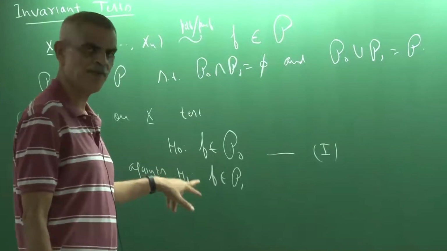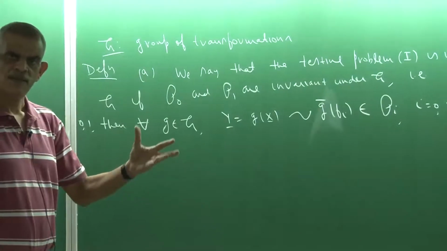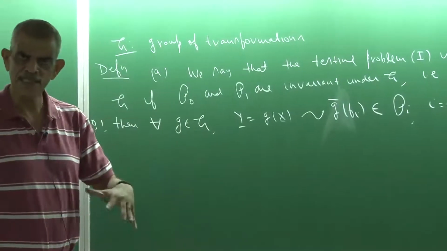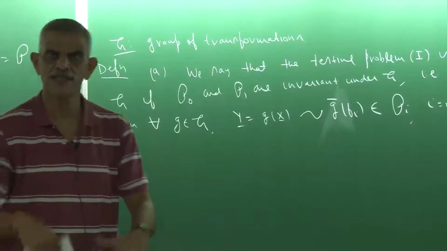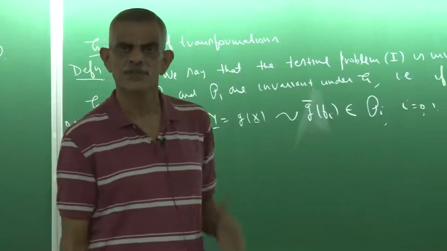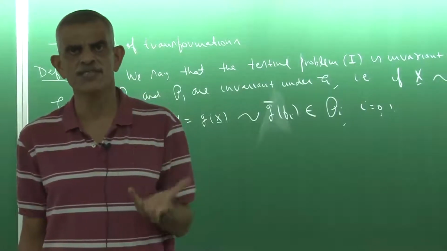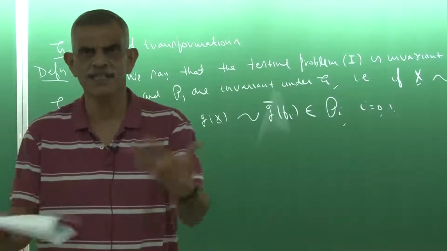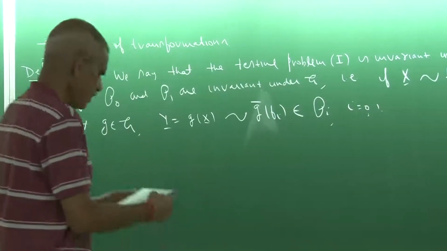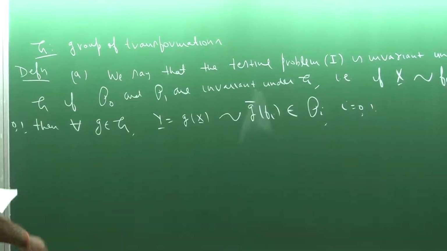Now note that if my testing problem is invariant, my null hypothesis and alternate hypothesis remain the same, because whether it is x or whether it is gx, the distribution is in p0 or p1, p0 under h0, p1 under h1. So that means phi of x, the probability of rejecting h0 when x has been observed, should be same as the probability of rejecting h0 when gx has been observed, because you remain in the same setup. So that leads to the definition of an invariant test.